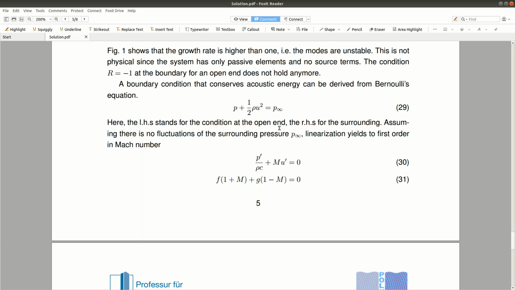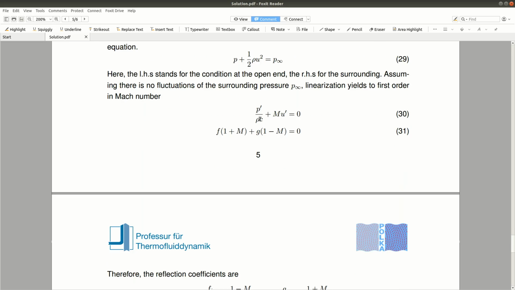We assume there's no fluctuation of pressure in the surroundings, and we do a linearization to first order in Mach number, and we obtain this equation: P prime over rho C plus Mach number times U prime is equal to 0.